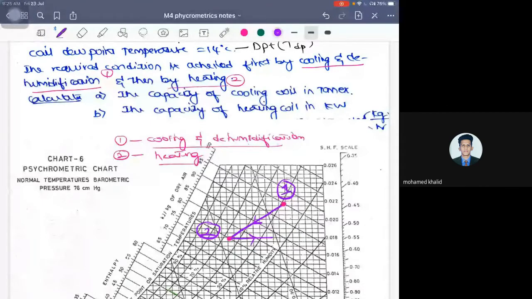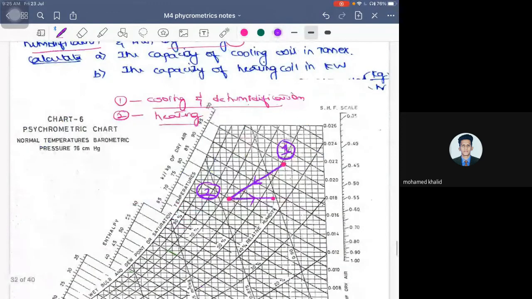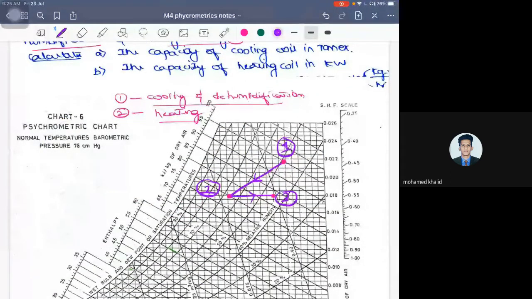Shall I mark it like this? Something like this, to reach state 3 in this fashion. Now it is right, whatever he has given. From state 1 to state 2 to state 3. First by cooling and dehumidification, which is this, right? And heating, which is this.